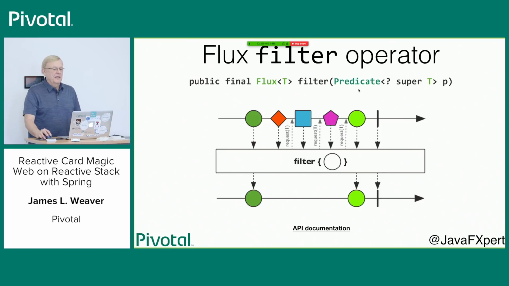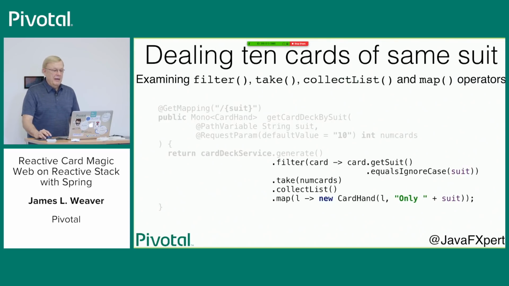And it returns a flux, so it returns another stream of the elements that actually match the filter. In the marble diagram, you have all these shapes coming in, but we have a filter on circle, so the only output on the output stream are the ones that are circles. In our case, the only ones that are going to be output from this operator are the hearts, if we passed in hearts. Okay, you with me so far?